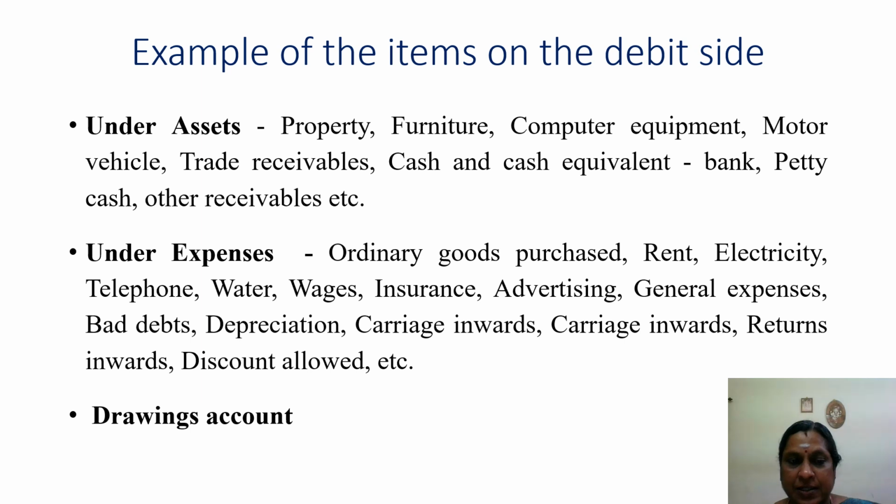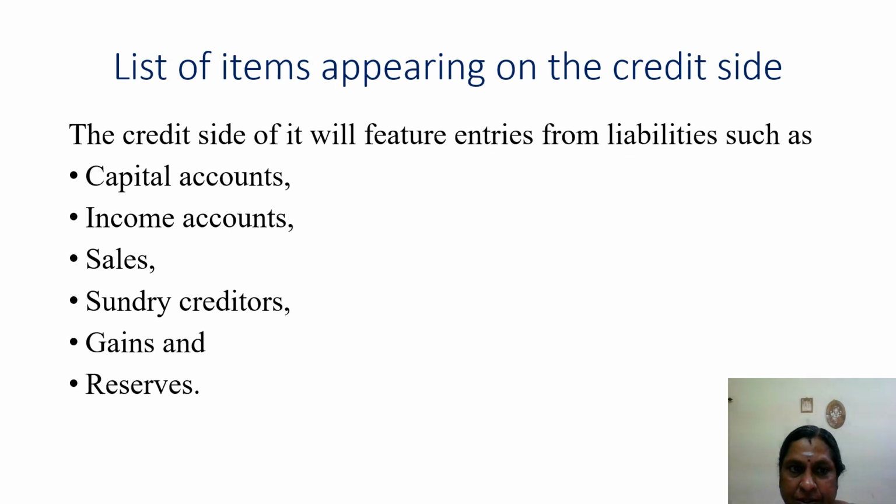Then other receivables will be entered. And under expenses, ordinary goods purchased, expenses, rent, electricity, telephone charges paid, water, wages paid, insurance incurred, advertising, general expenses, bad debts, depreciation, carriage inwards, carriage outwards, returns inwards, discount allowed, etc. are entered. Now the next is the drawing account. That will also appear on the debit side of the trial balance.